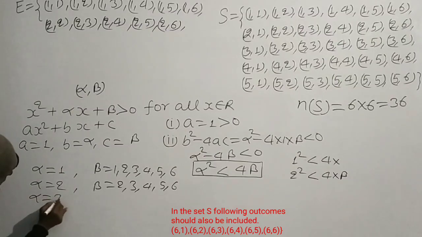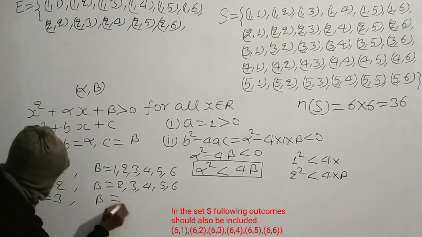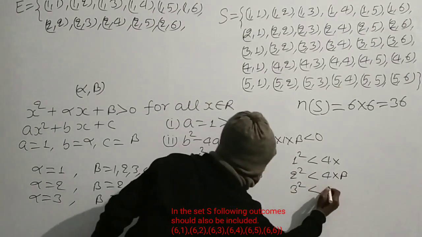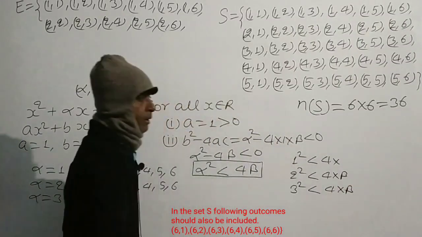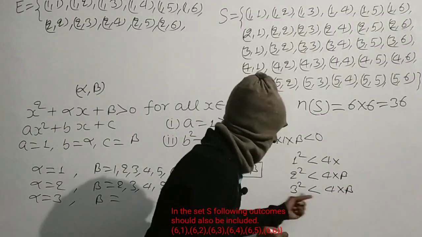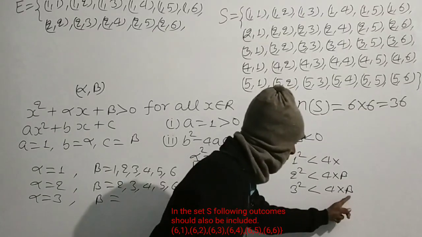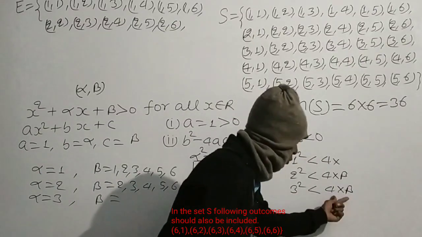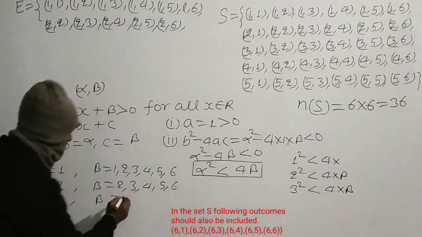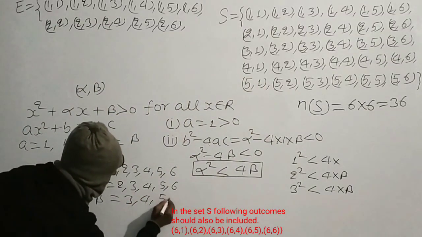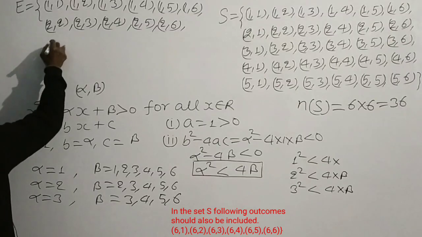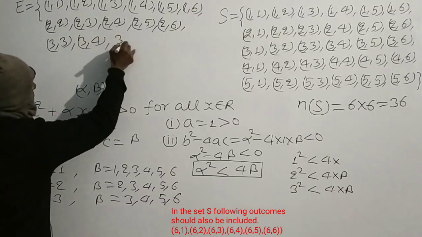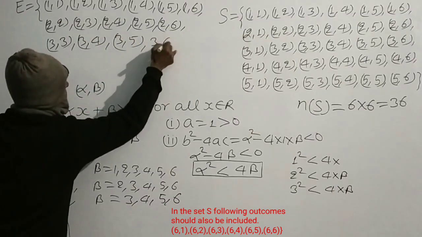When we take the value of alpha as 3, then beta can be, 3 square means 9. This should be less than 4 beta. 4 times 1, 4. 4 times 2, 8. 8 is not greater than 9. 4 times 3 is 12. 12 is greater than 9. Therefore, beta will be 3, 4, 5, 6. So 3 3, 3 4, 3 5, 3 6.